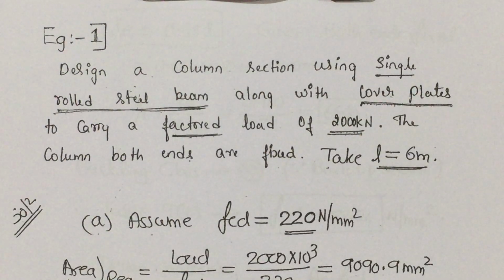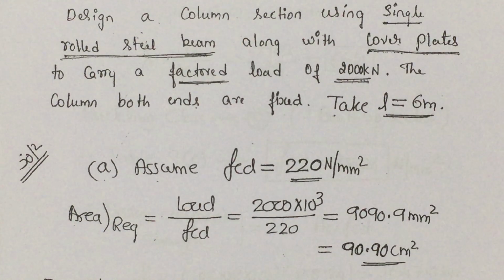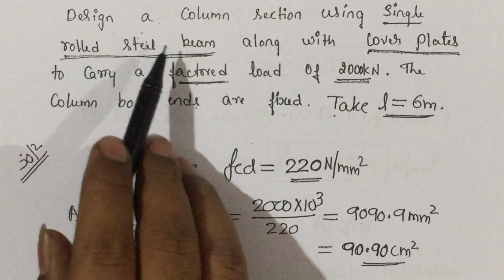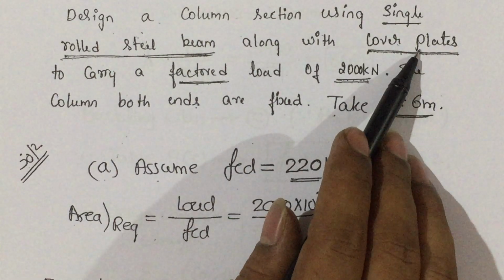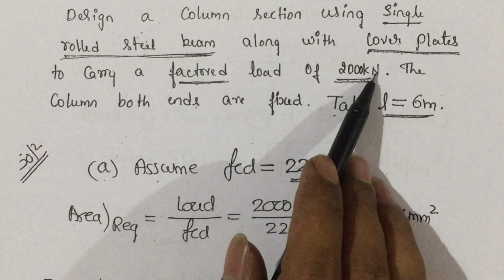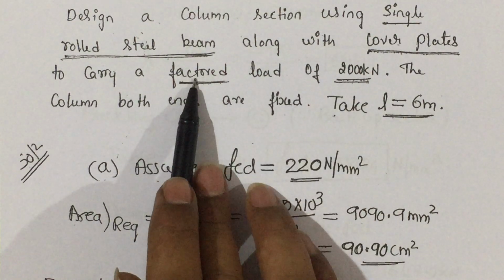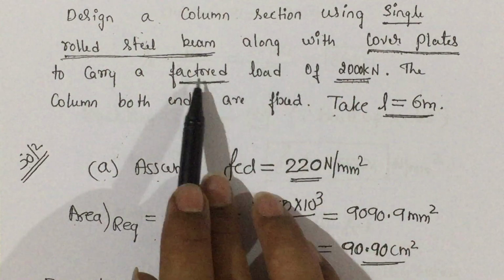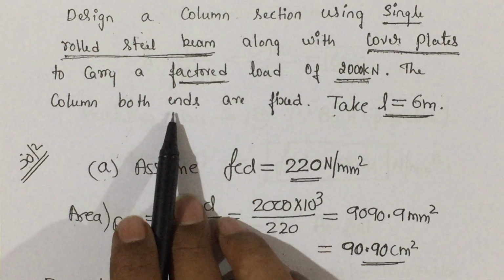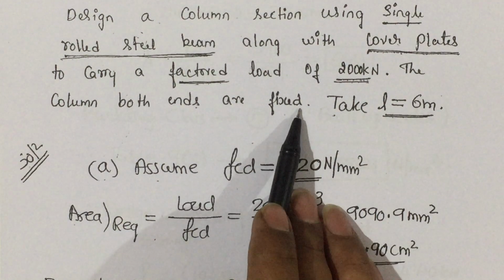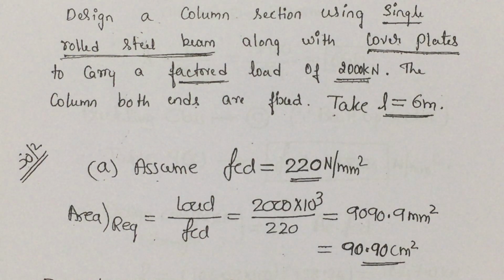Now, let us start with the numericals. Example 1. Design a column section using a single rolled steel beam along with cover plates to carry a factored load of 2000 kilonewton. It is not the working load, they have already multiplied by 1.5, so it is a factored load of 2000 kilonewton. The column both ends are fixed, the end condition is given. Take length is equal to 6 meter.